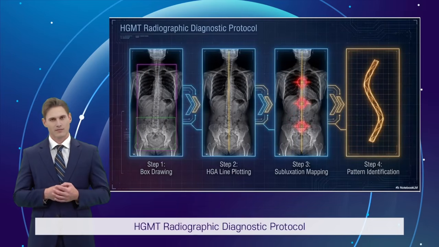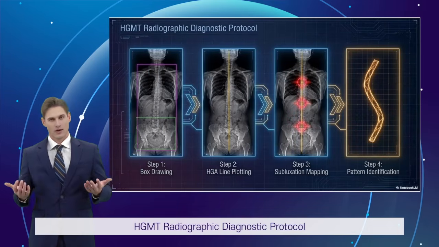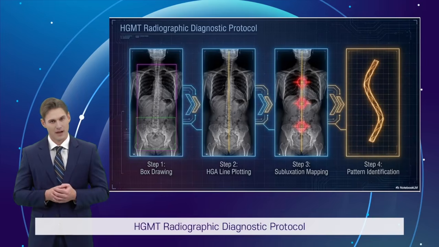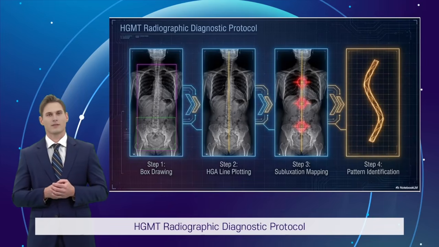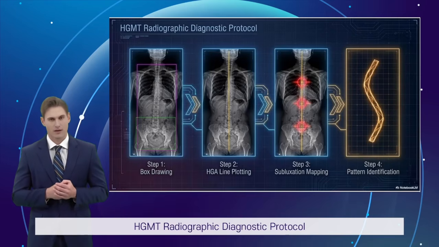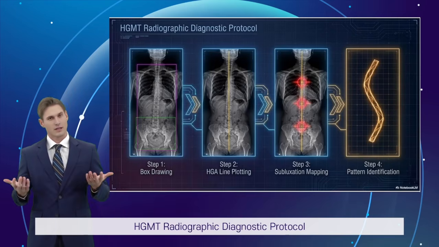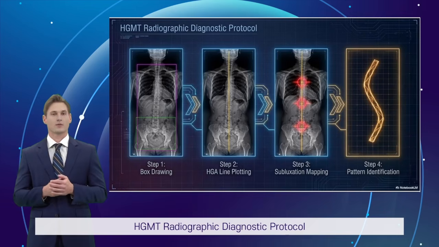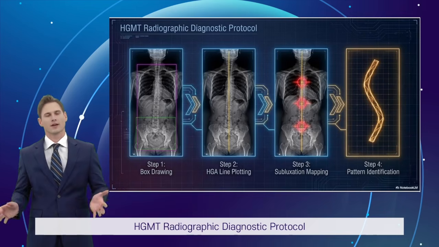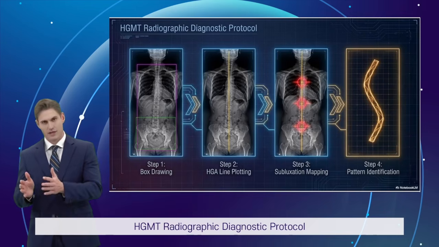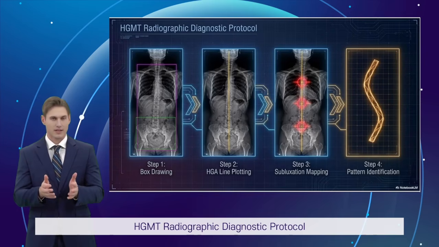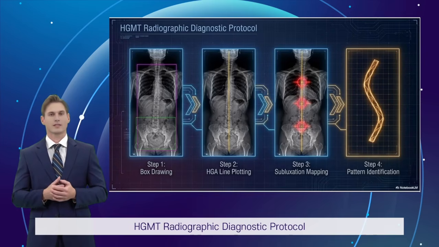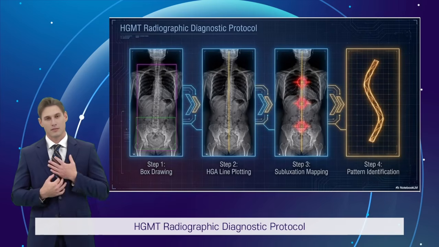Applying this classification follows a 4-step radiographic protocol: box drawing, marking the boundaries of the thoracic cage and pelvis; HGA line plotting, mapping the 5 axis lines onto the image; subluxation mapping, locating displaced vertebral segments; and pattern identification, the final classification. Together, these steps give clinicians a reproducible diagnostic standard, rather than relying on subjective judgment.